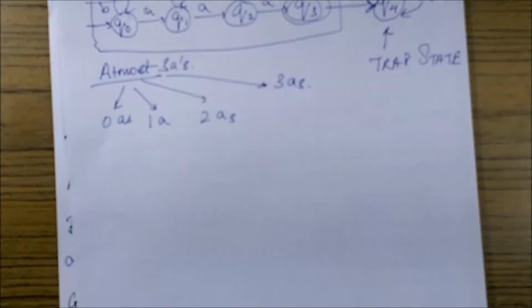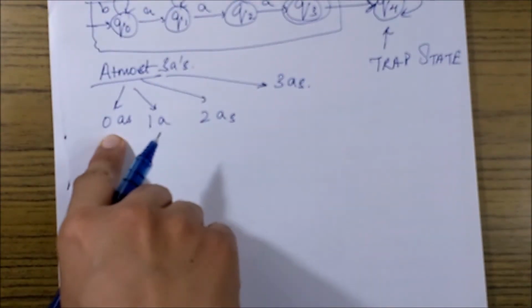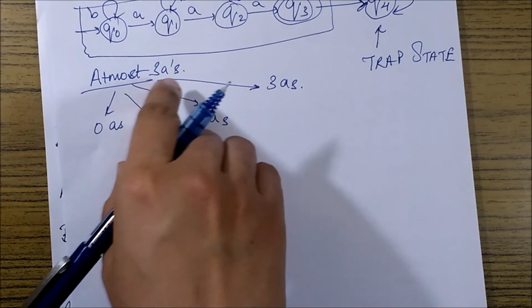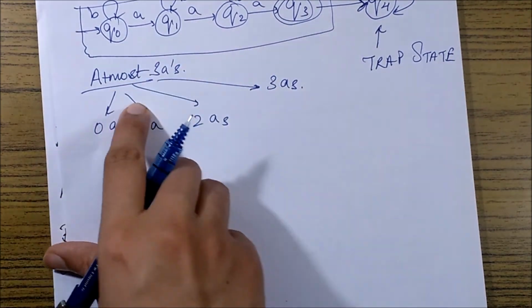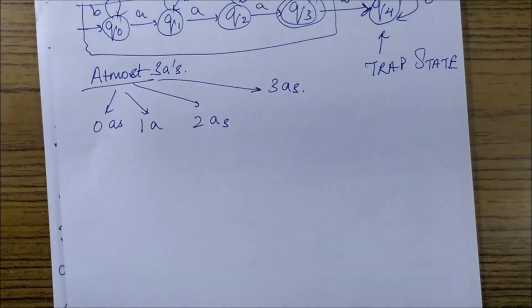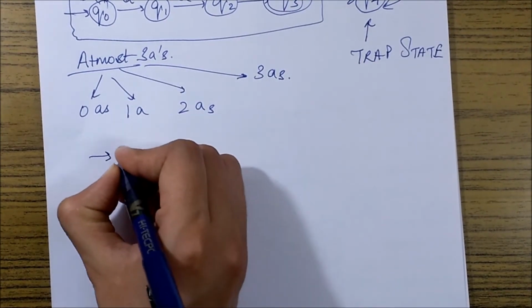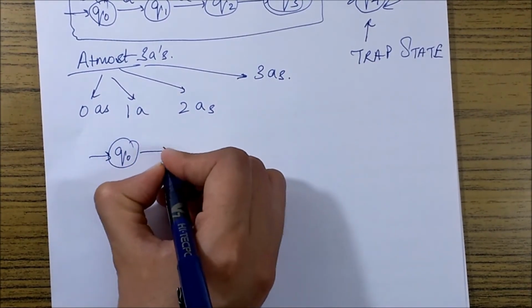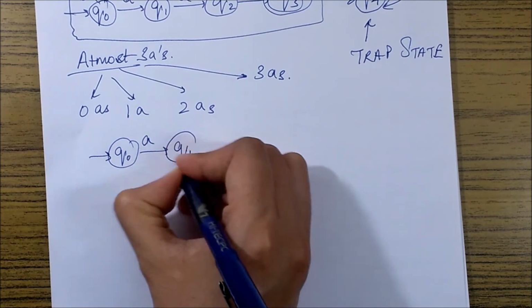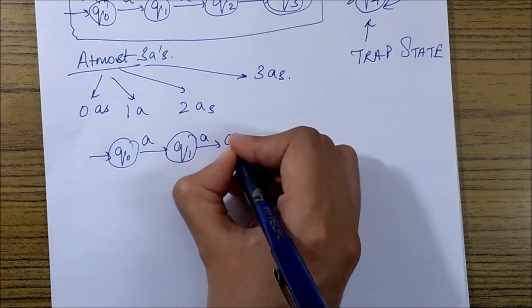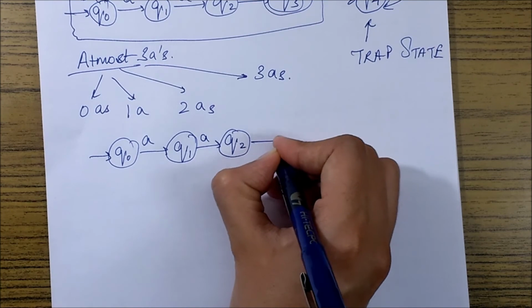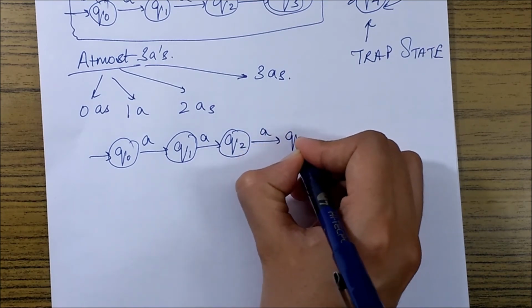So the smallest possible string over here is 0 A's. But again the most basic thing over here is 3 A's. So I'll construct the most basic thing first. The approach remains the same, right? So Q0, A, Q1, A, Q2, A, Q3.